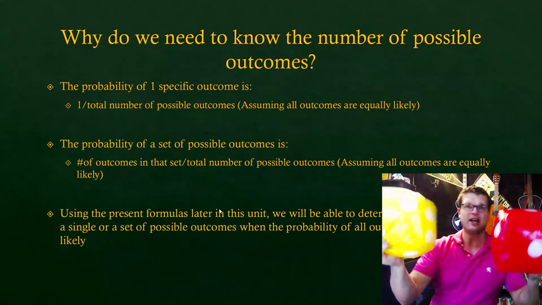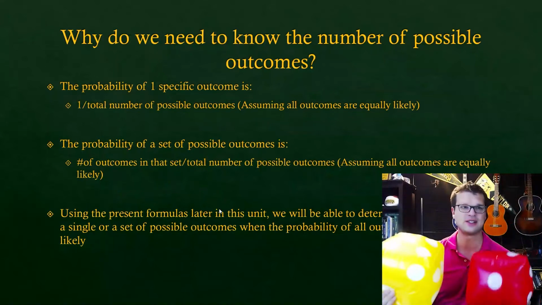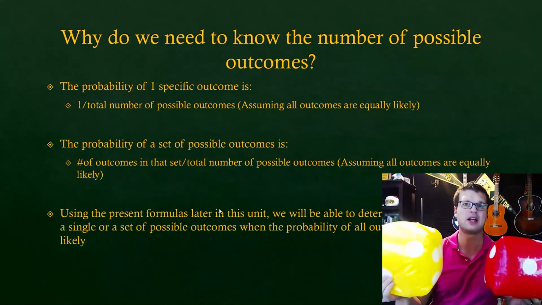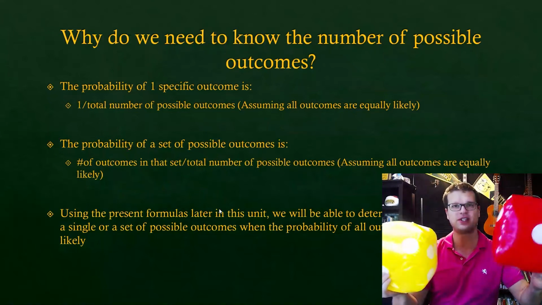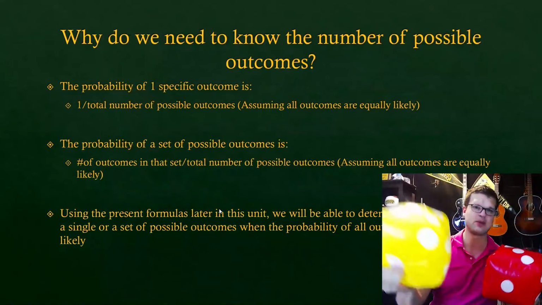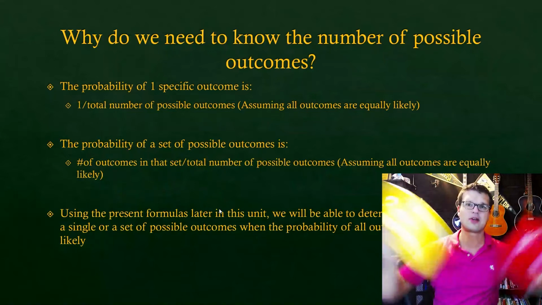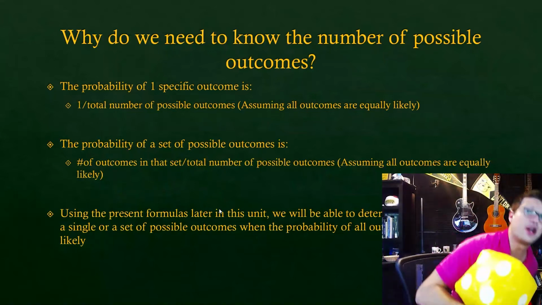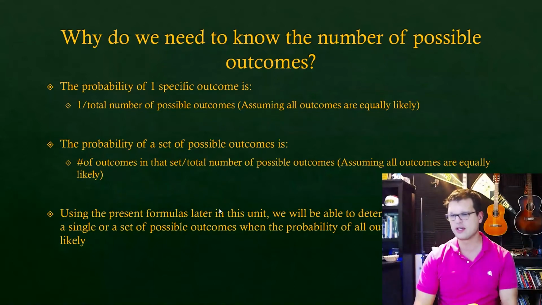However, if I have two dice, how many possible outcomes are there? There are a total of 6 possible outcomes here, 6 possible outcomes here. How many possible outcomes are there? Well, that's a really good question, and that's something we're going to find out.